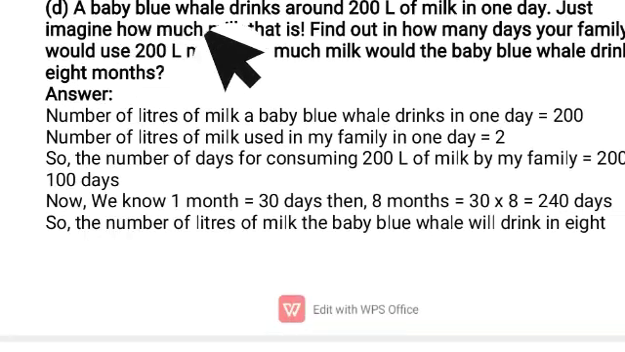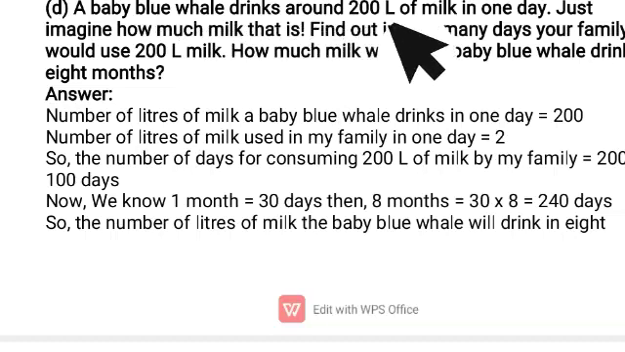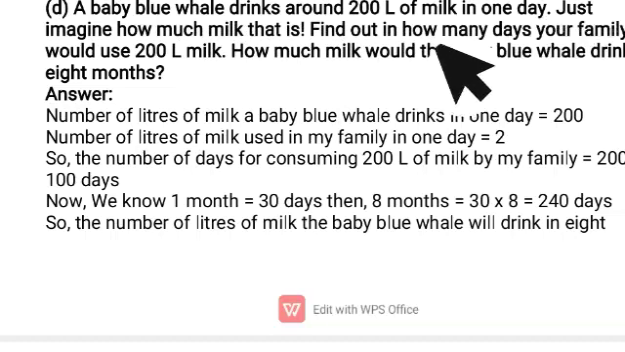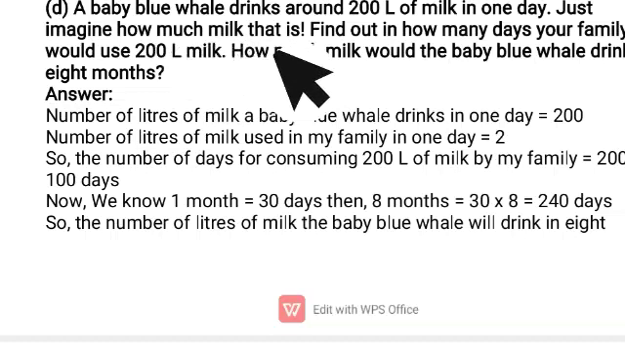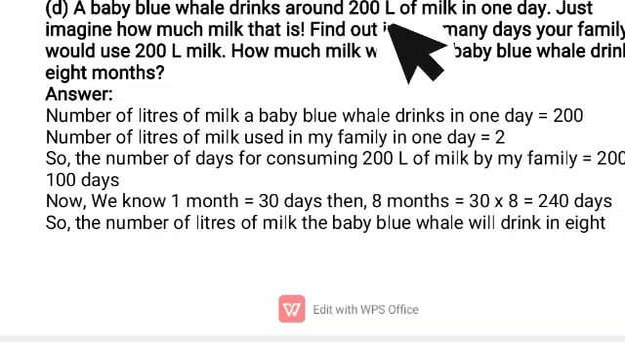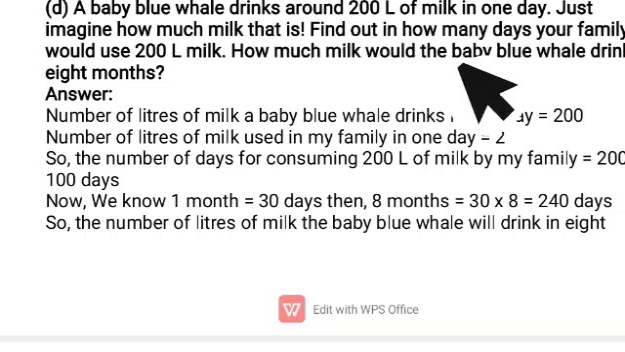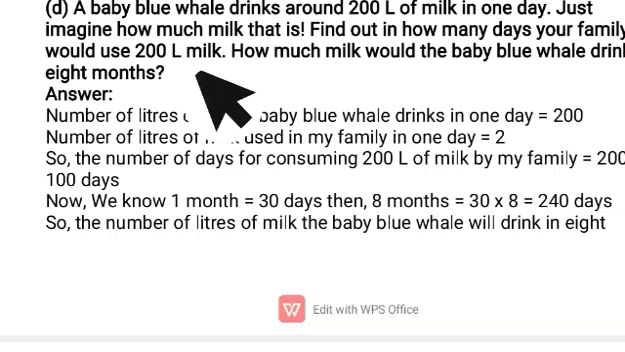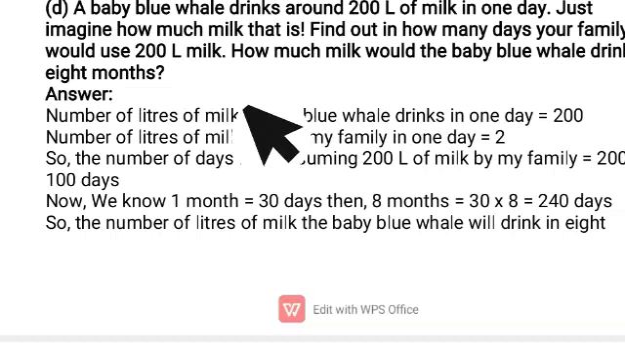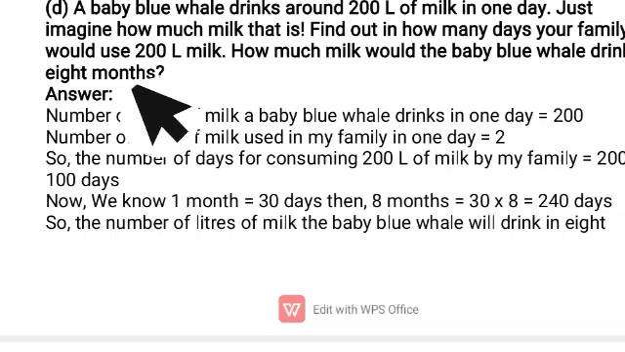A baby blue whale drinks around 200 liters of milk in one day. Just imagine how much milk that is. Here it is telling that the blue whale drinks 200 liters of milk in only one day. So find out how many days your family would use 200 liters of milk. How much milk would the baby blue whale drink in 8 months?